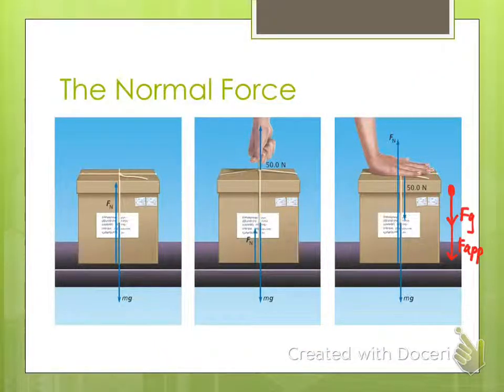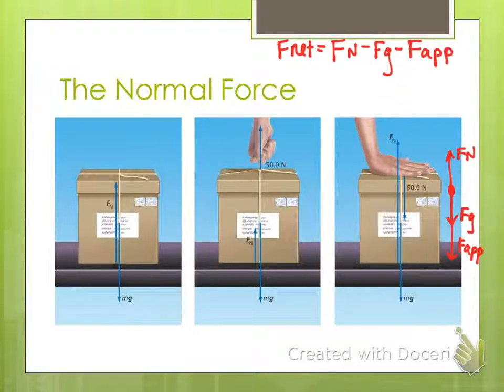Okay, so in this example, we're pushing down on the box, which means gravity's pulling down, and our applied force is going down as well. Okay, which means that our F net equation, Logan, can you give me our F net equation? F net equals Fn minus Fg plus F applied. Close, very close. F applied is still going in the downward direction, so we're still going to subtract the F applied because it's going in the downward direction. Very close.